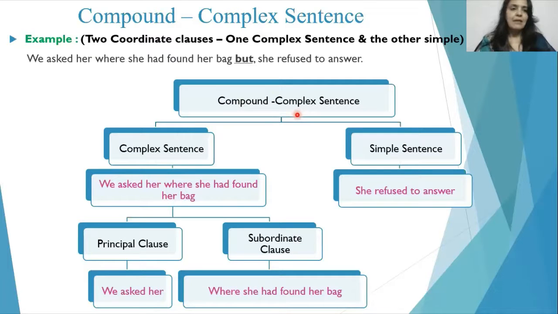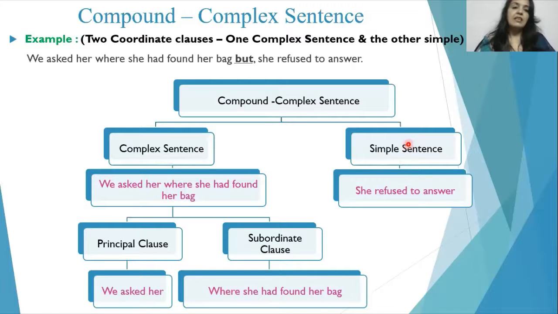For example, we'll take: we asked her where she had found her bag, but she refused to answer. First of all, we will check how many sentences are there. Two. We asked her where she had found her bag, and the other is she refused to answer. For your help I have written them here, the first sentence here and the other here. She refused to answer. This is a simple sentence because there is one subject, one verb.